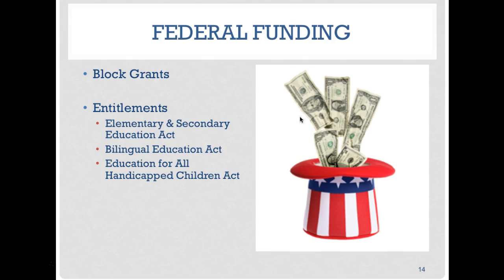Equitable funding for schools is a huge challenge. One source of funding comes from the federal government in the form of block grants and entitlements. Some entitlements include the Elementary and Secondary Education Act, the Individuals with Disabilities Education Act, and the Bilingual Education Act.